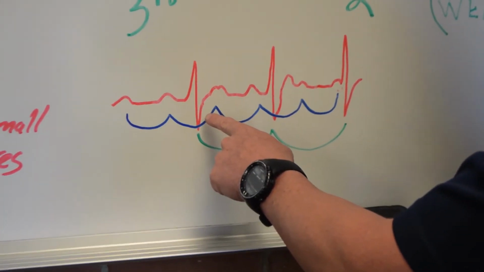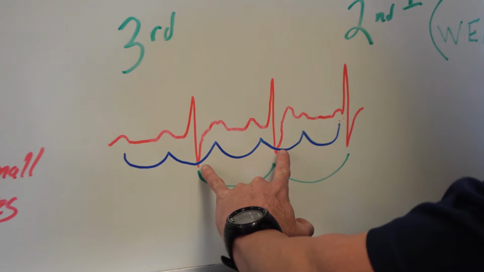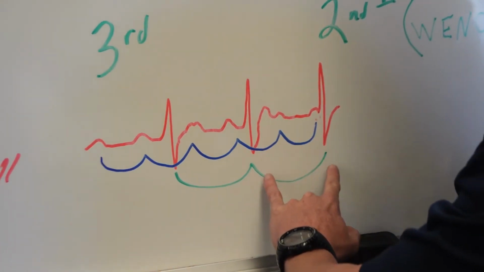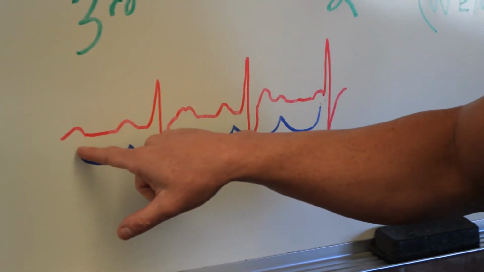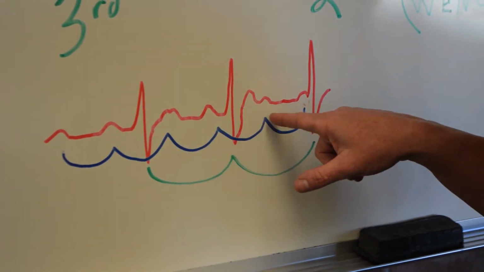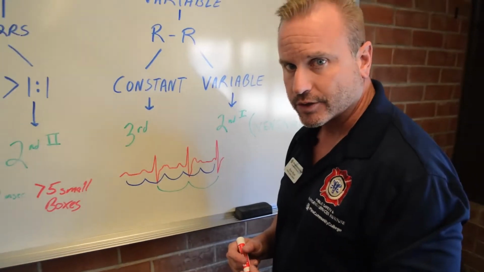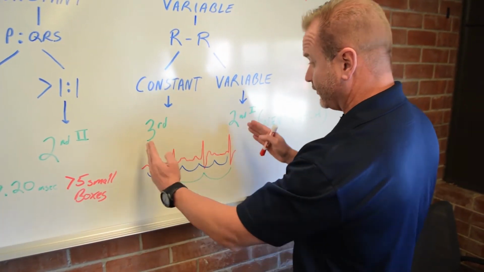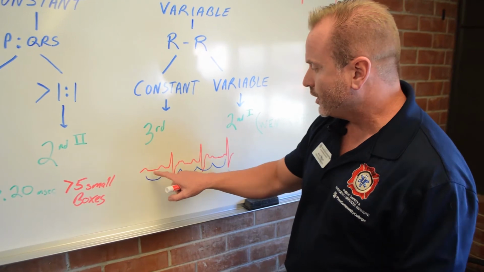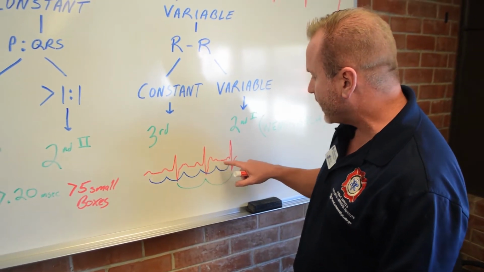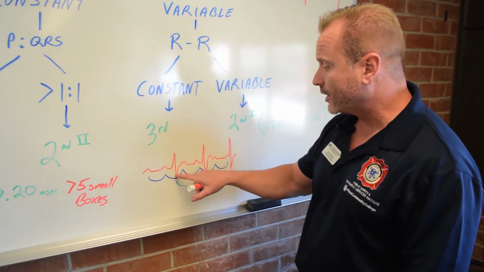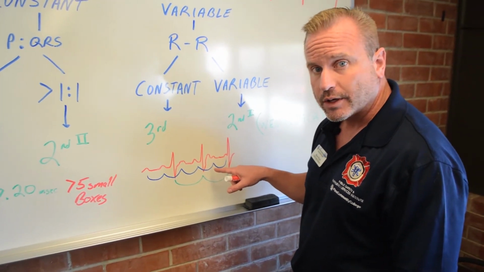My QRS complexes in the green, they march out, whether I go left to right, right to left. But as you can see, there are more P waves than there are QRS complexes. So if this, once again, was a 6-second strip, you'd say 1, 2, 3, 4, 5, 6. Our atrial rate is 60, but our ventricular rate is 30, okay?